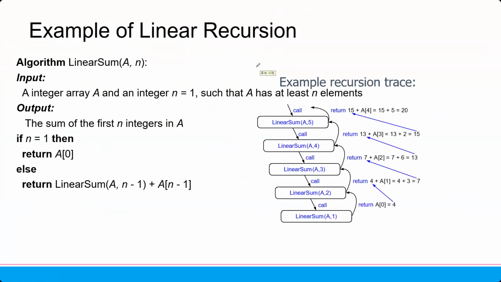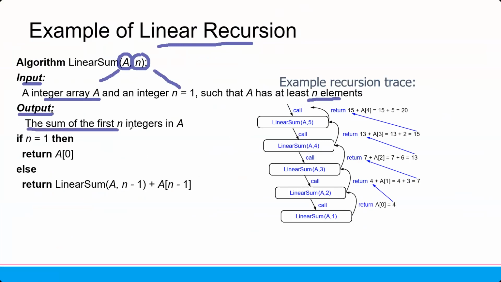Okay, we have this case, the linear recursion. I think we already learned about this one. We have A, which is the array, and N is the number that we want to start. The input is the integer array A and N, such that A has N elements. The output is the sum of the first N integers in A.